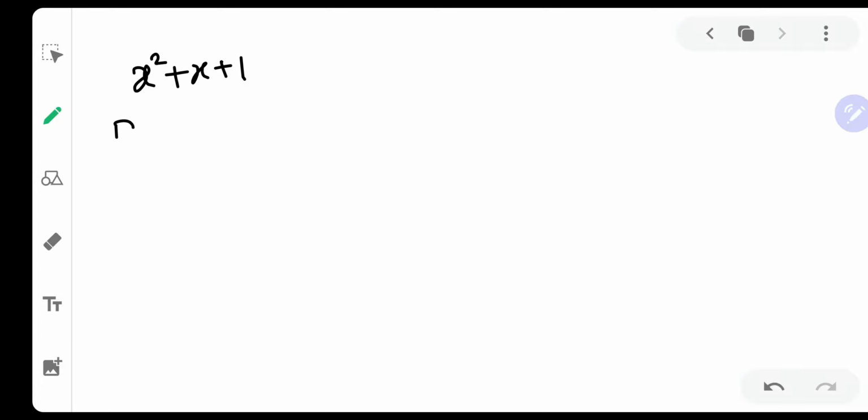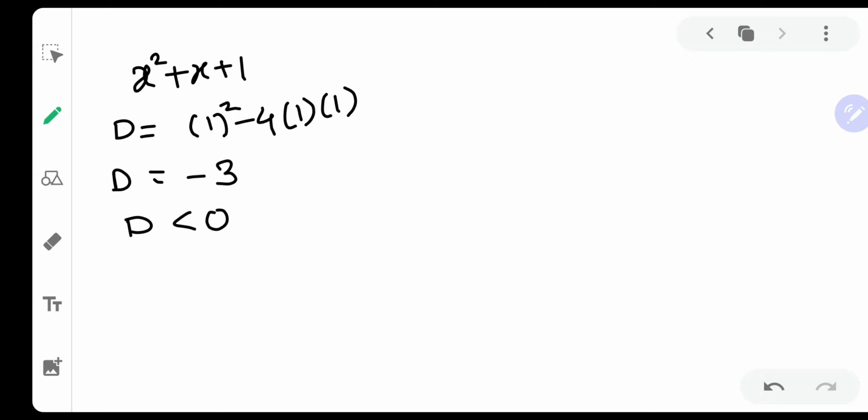So if you calculate the D for this, the D is 1 squared minus 4 into 1 into 1, b square minus 4ac, which comes out to be minus 3. As D is less than 0, the discriminant is less than 0, it means the graph is something like this. The graph is opening upwards and it is not cutting the x-axis, it is not going below the x-axis.